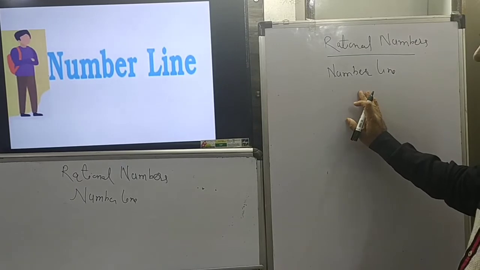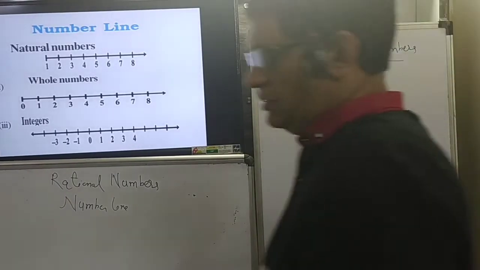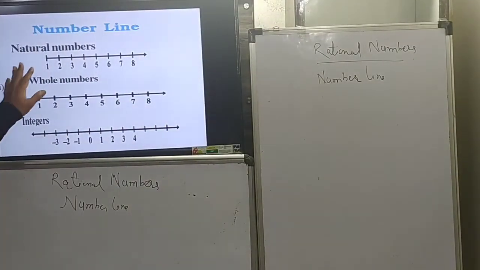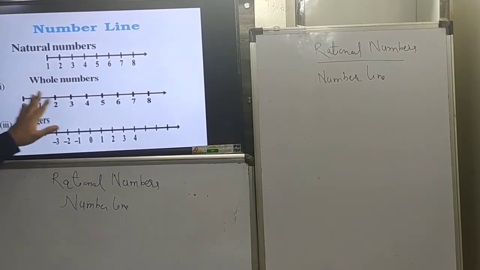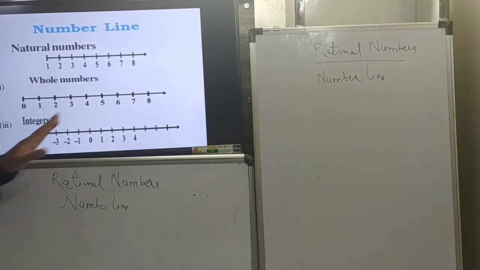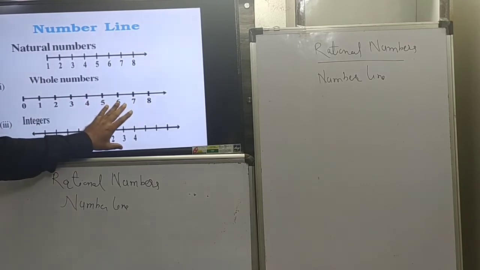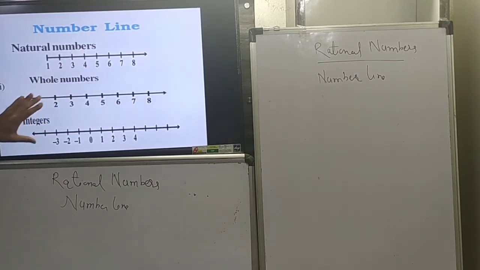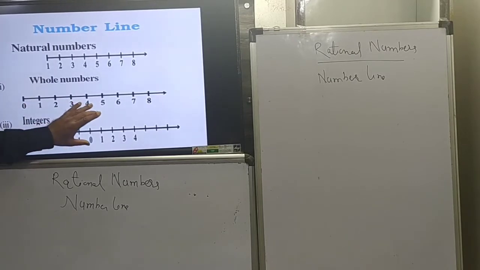Let us see number line. In natural number and whole number, we have already seen the number line. You know that natural numbers start from 1. This is the number line for the natural numbers. Whole numbers start from 0. This is the number line for the whole numbers. Integers consist of positive numbers, that is the natural numbers, and these are the negative integers, and 0 is neither positive nor negative.